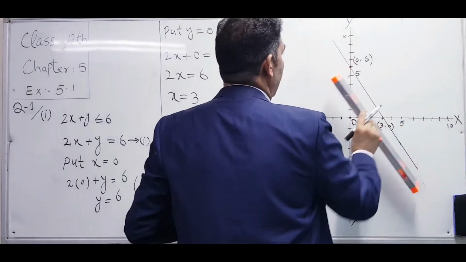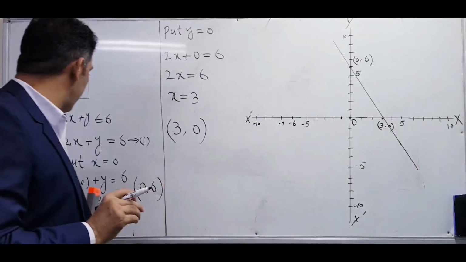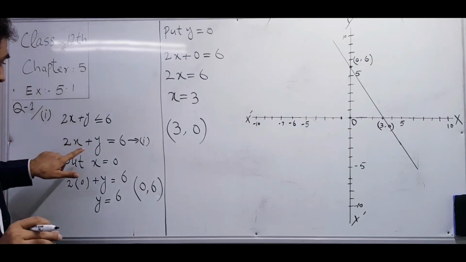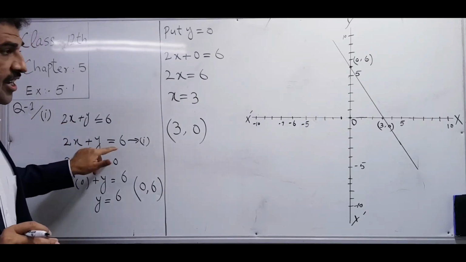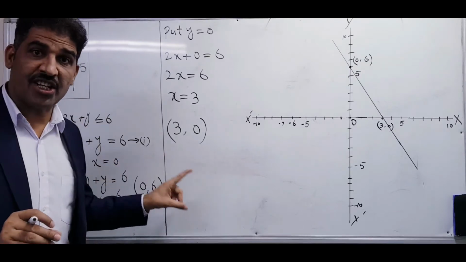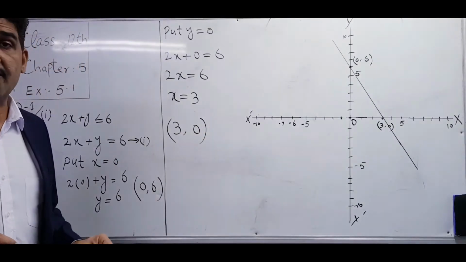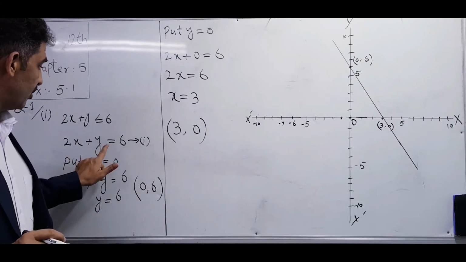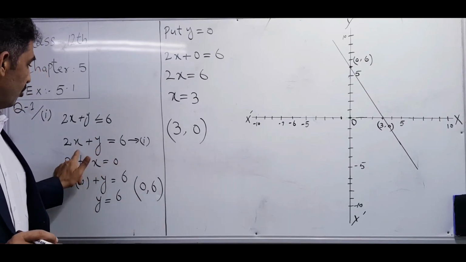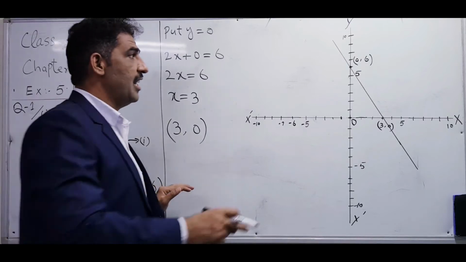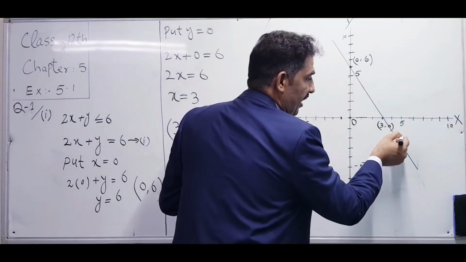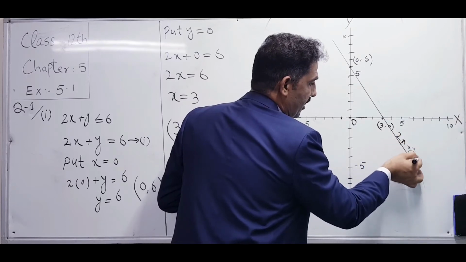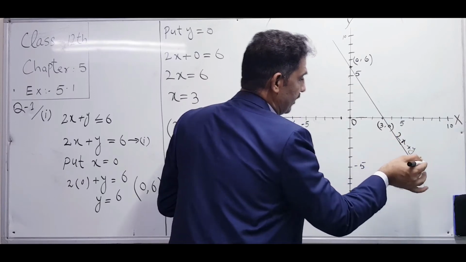After drawing the solid line, you have to write the name of this inequality. What is the name? The equation 2x plus y is equal to 6. It's compulsory to write that, because later we have to draw three lines, and we won't know which portion belongs to which line. So you must write the name of this equation, 2x plus y is equal to 6, anywhere on this line. I am writing it here.